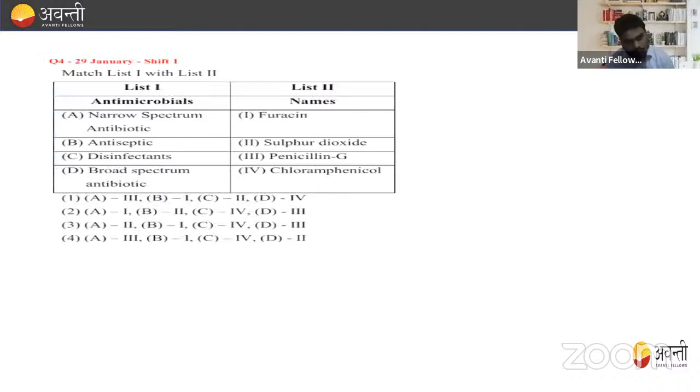Okay. Now, this is also a very important question, because this is also a match type of question, match column 1 and column 2. So you have to match this. Beta, try to solve this. First one is narrow spectrum antibiotic. The second is antiseptic. Third is disinfectant. And the fourth is broad spectrum antibiotic. So you have to match this. What is a narrow spectrum antibiotic, beta?